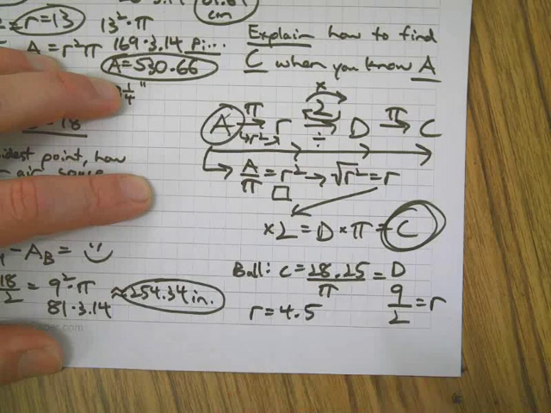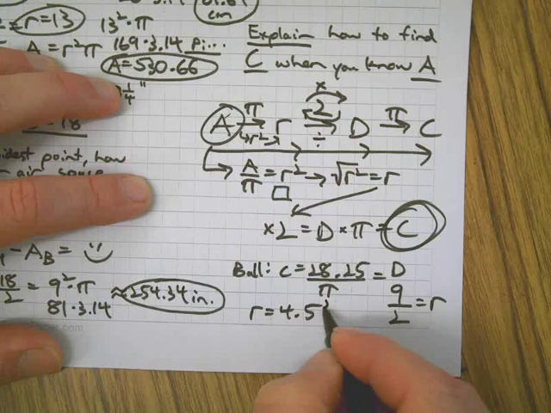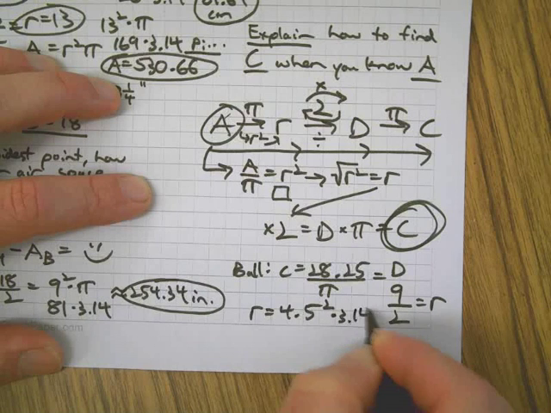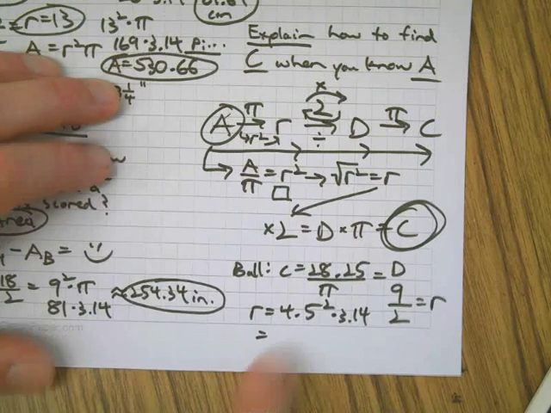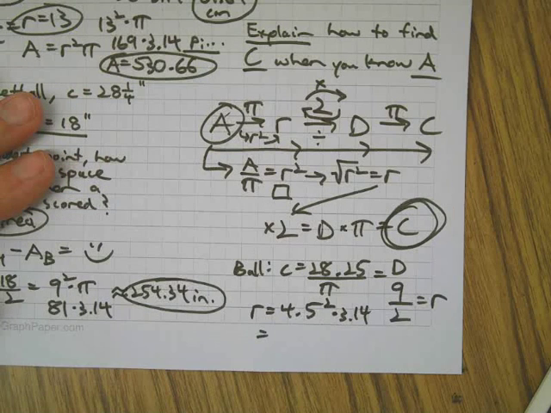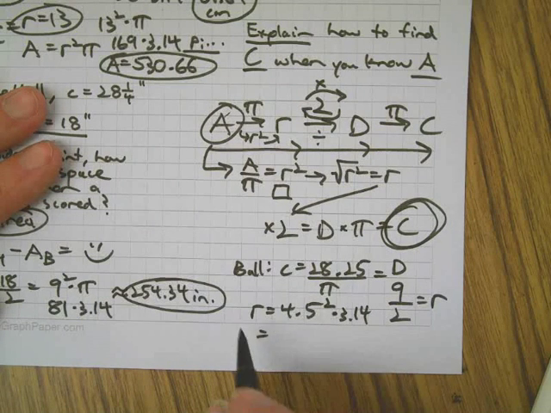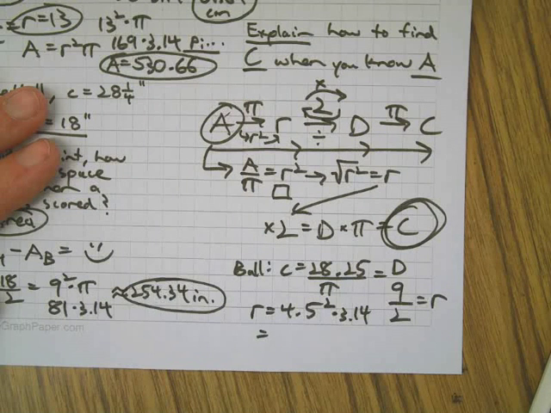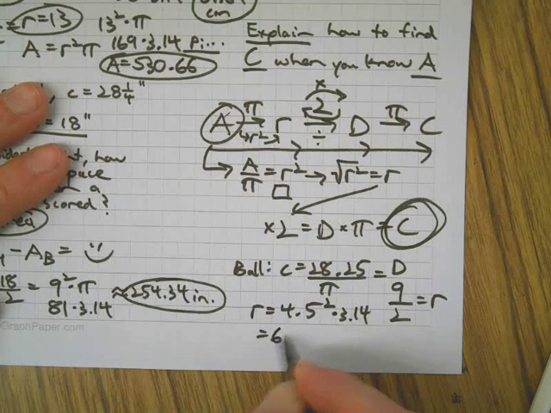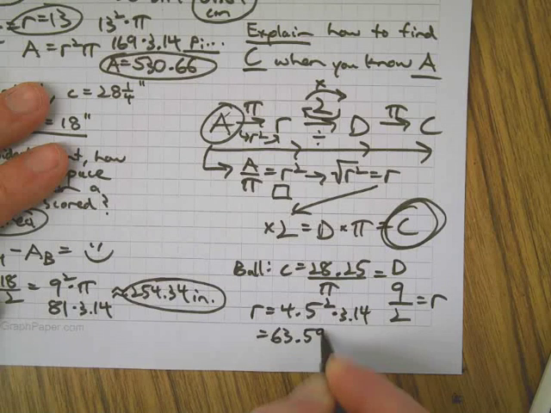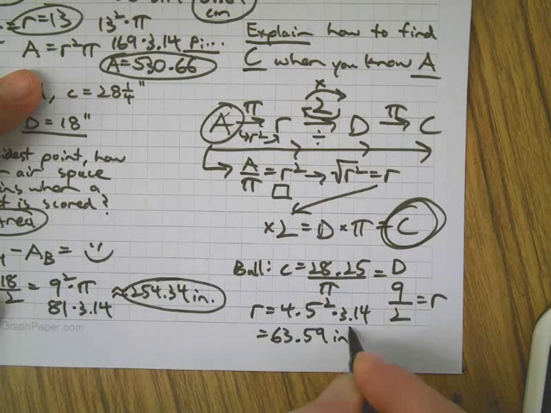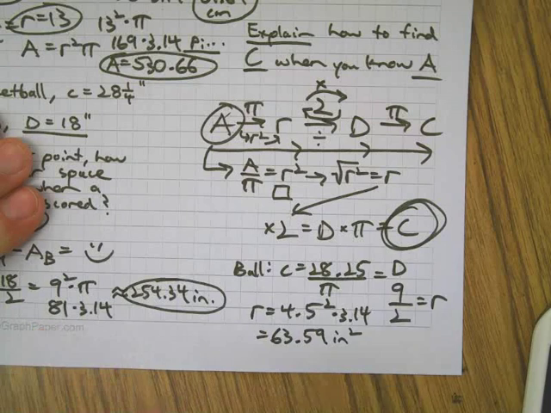Radius equals 4.5. Then we're going to square that and times pi. And then we're going to subtract that answer from this, and that's going to tell us how much airspace is left. 63. Yeah. Inches squared.